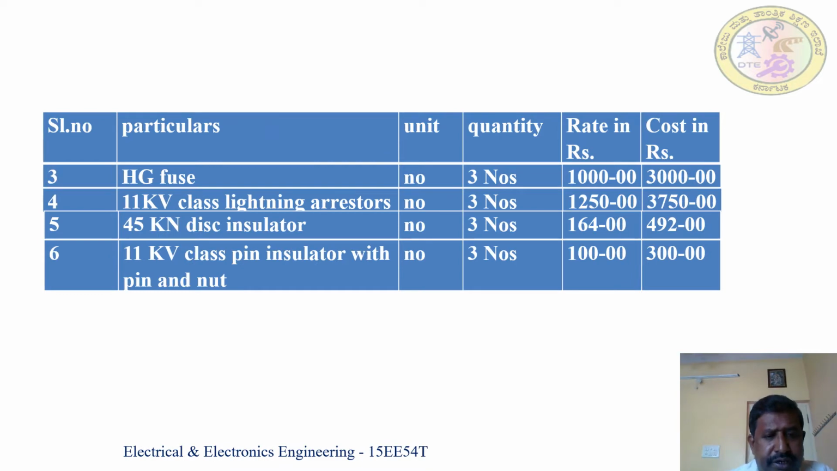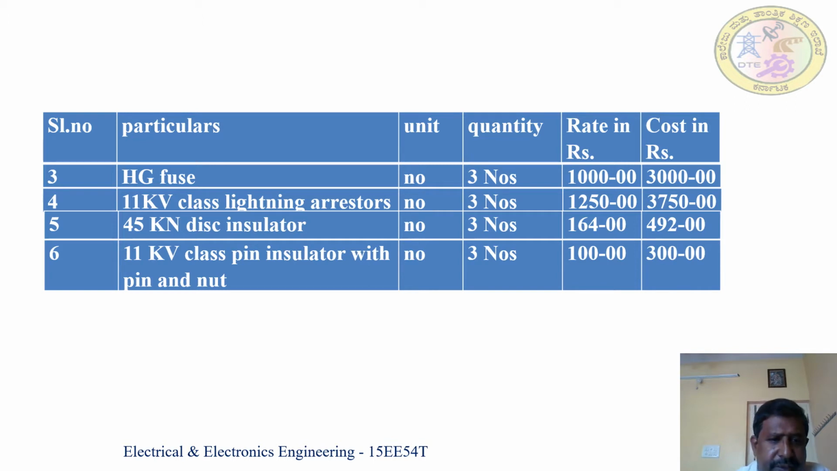Next item is horn gap fuse. As you know, fuse is a protective device. Whenever overcurrent comes, the fuse will blow out. So here is HG fuse. The unit is number. Quantity is three numbers, one for each phase. The rate is 1000 per each. So hence cost is 3000.